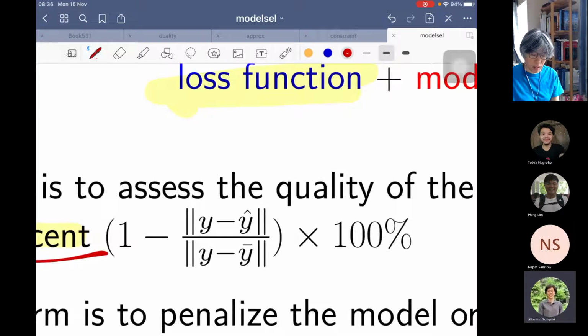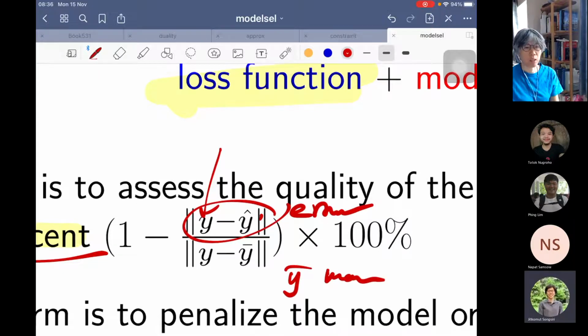So the fit percent is calculated in this way. Suppose Y hat is from the model, all right? The Y is the actual measurement. So this is the error of your model. Y bar is the mean of your data.